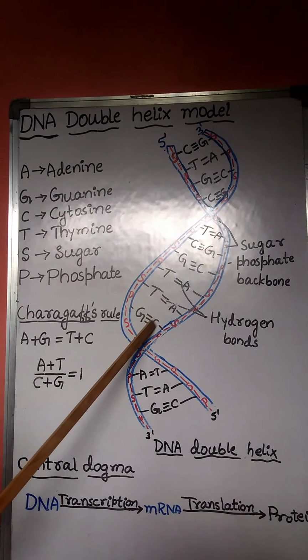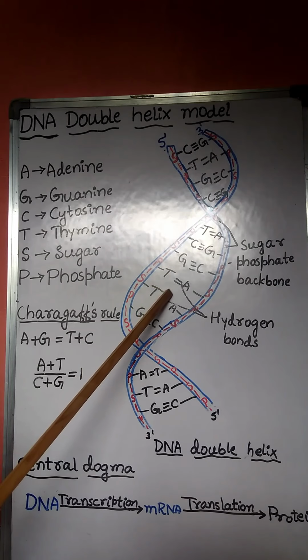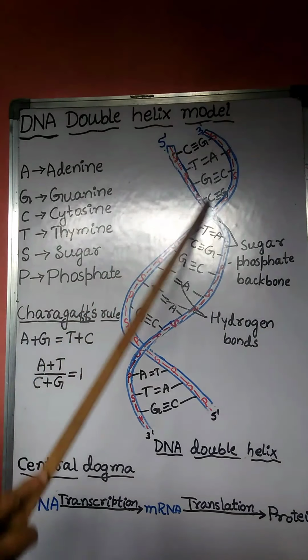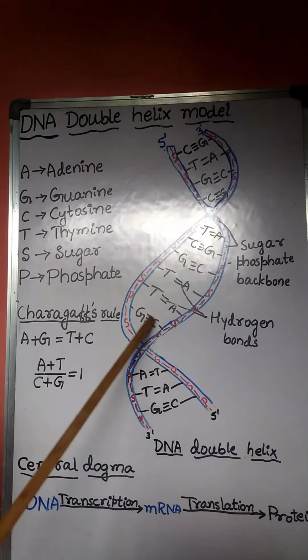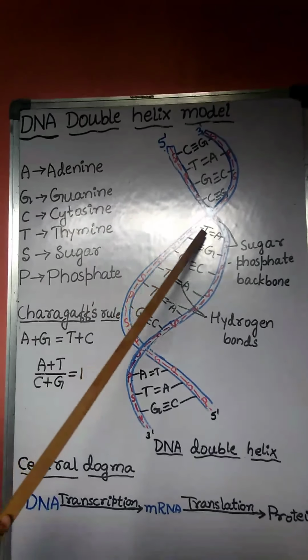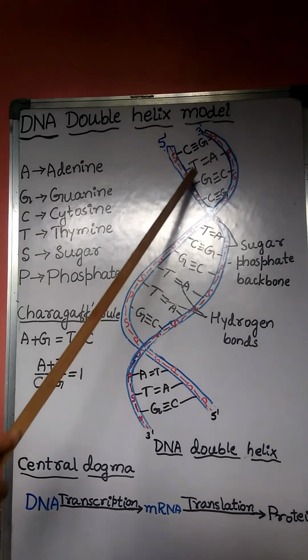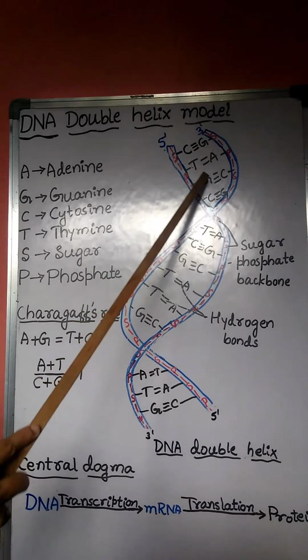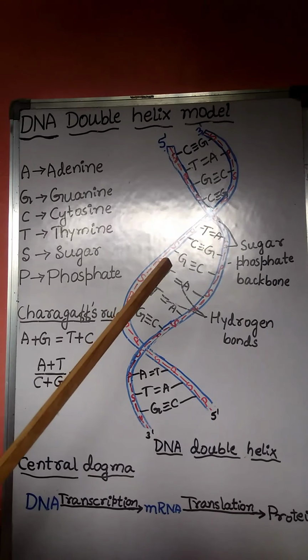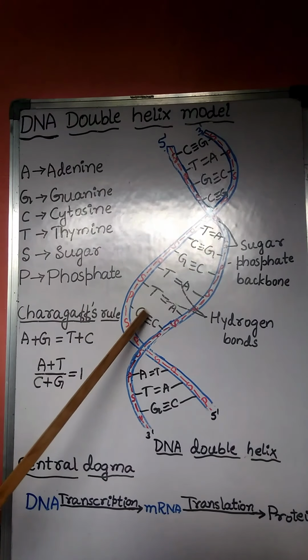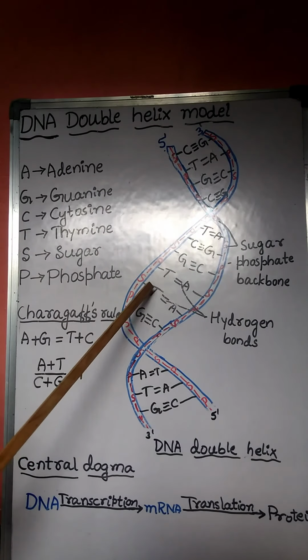That means the distance between two consecutive base pairs is 3.4 angstrom. See, this is the one full turn of the DNA, which measures about 34 angstrom. And in one full turn, you can observe the presence of 10 base pairs. That means the distance between two consecutive base pairs is 34 angstrom divided by 10, which means 3.4 angstrom.